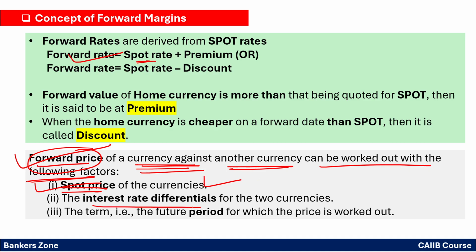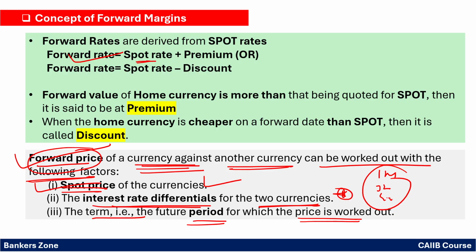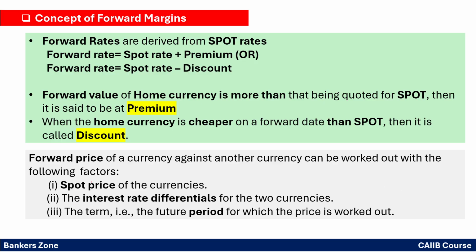Then the interest rate differential of the two currencies, very very important, and the term, that is the period for which the price is to be worked out. That means after 1 month, after 3 months, after 4 months, what duration your deal will be final, right? So based on that, the forward price will be decided. Very simple. The spot price will be there, the duration, and the interest rate differential of the two currencies.